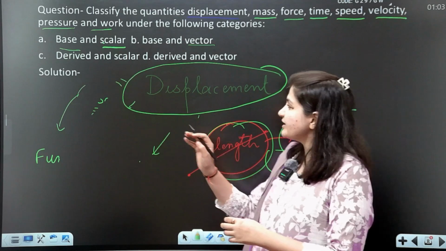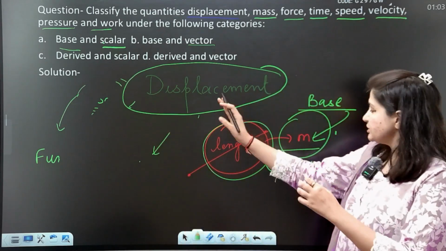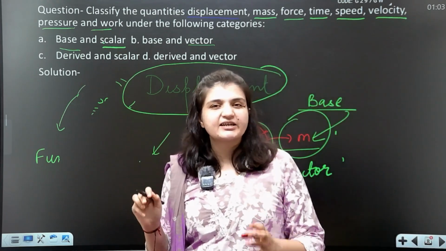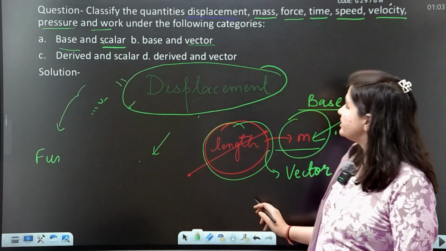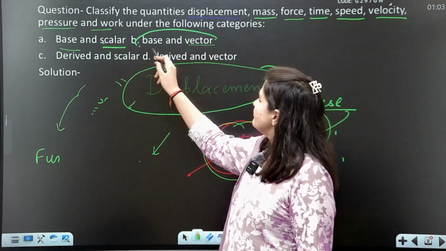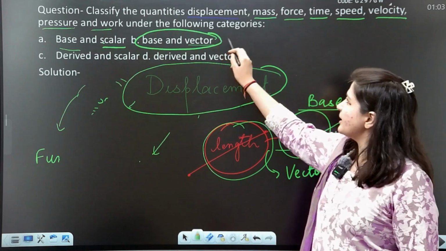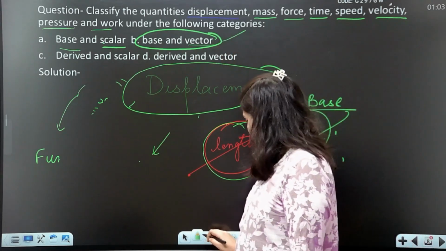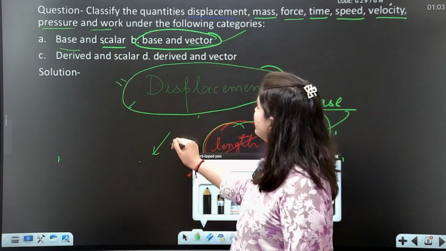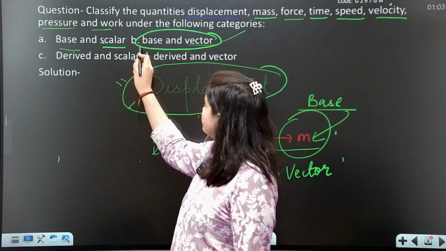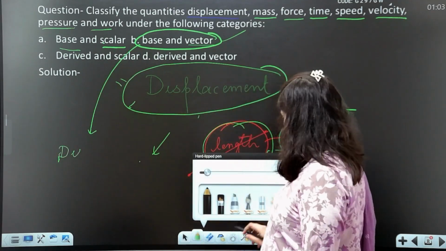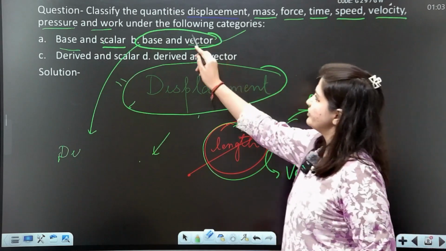But displacement has a direction also, so we say it is a vector quantity. So where will we keep displacement? In base and vector. Displacement will be kept in base and vector. So let me remove this first.